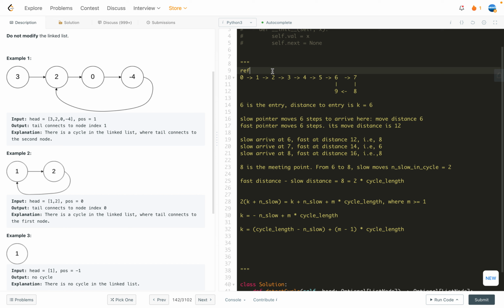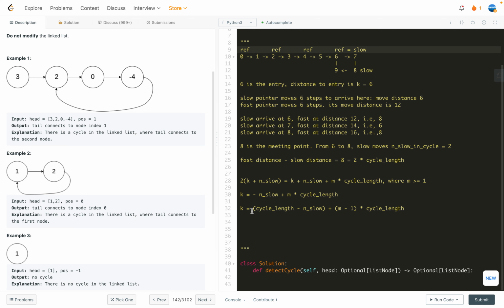So we move 2 steps, and the reference will arrive at 2, right? And then the slow will arrive at the entry point 6, but they do not meet. Then we travel 2 steps again, the ref will arrive at 4, and the slow will move from 6 to 8, right? Because 2 steps. And then we travel 2 steps again, so the ref will arrive here, and the slow will meet the ref. So that's the overall logic. This is the key case.